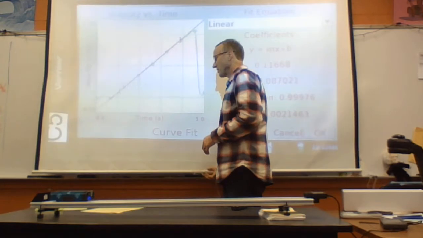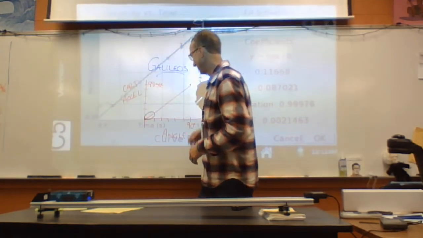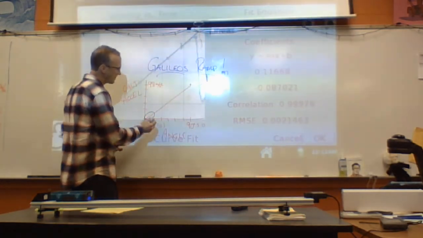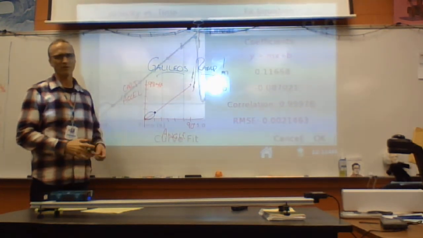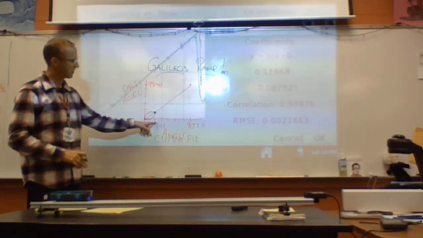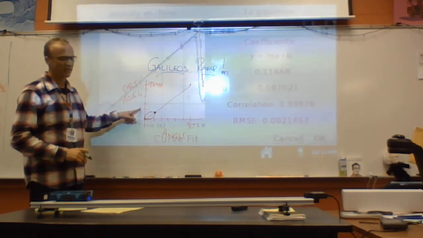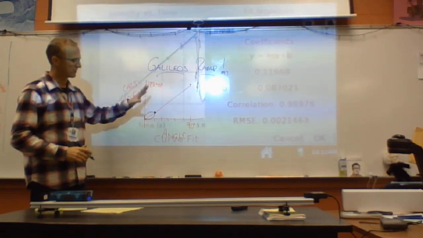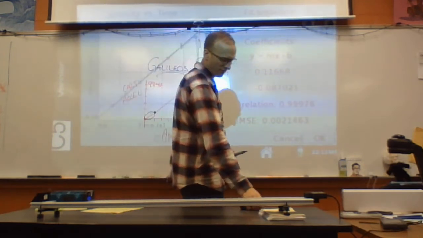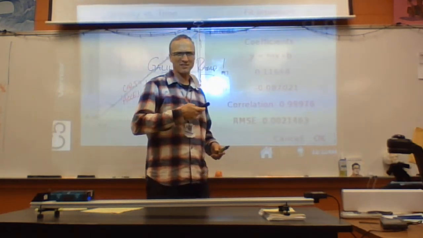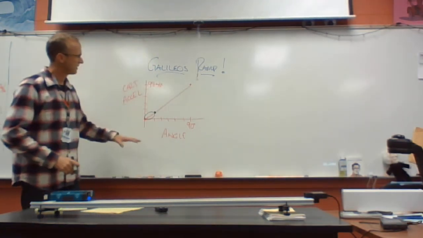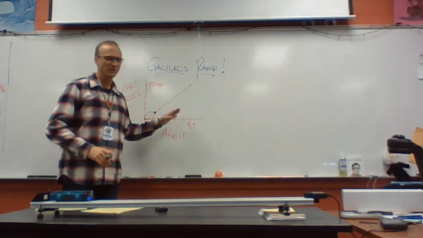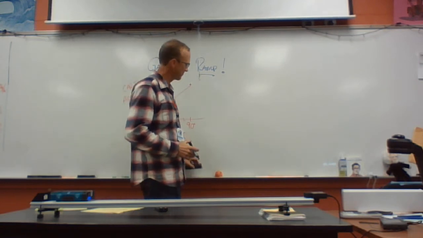And I have just generated a data point that might form the basis of a graph for me. I have a small angle, I have a small cart acceleration, and I'm building the beginnings of a graph. That's the basics of what we're after here. To build a graph that relates cart acceleration to the configuration of the ramp.